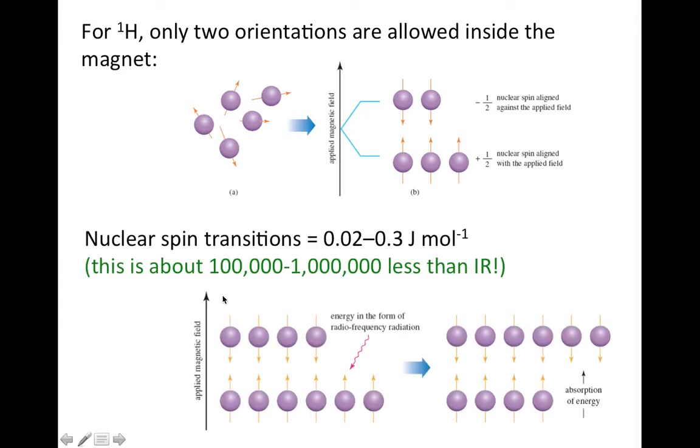So what happens now? We've got our population of nuclei, those little magnets either aligning parallel or anti-parallel, and there's a slight difference in these populations. So now if we shine some radio frequency radiation, then that will be absorbed by some of these nuclei and they will be promoted up to the higher energy state. And that's the little absorption of energy that we're going to be measuring.